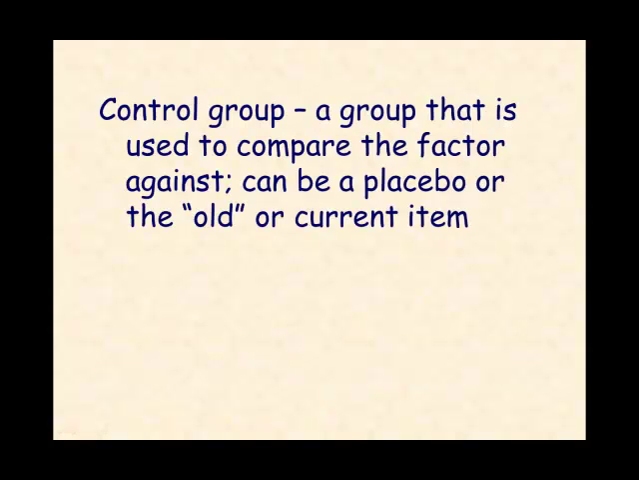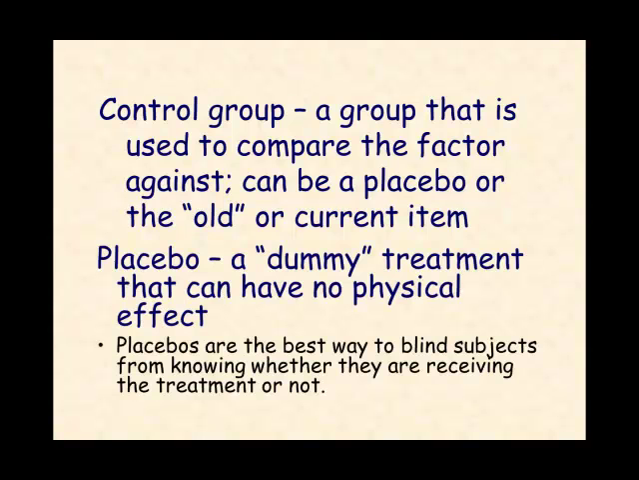However, we have to have a control group, a group that is used to compare the factor against. It can be a placebo or an old or current item. A placebo is a dummy treatment that can have no physical effect. Placebos are the best way to blind subjects from knowing whether they are receiving the treatment or not.